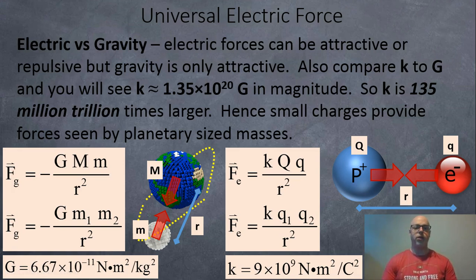As you notice, if you take a look at the constants and compare k, which is 9 billion, to G, which is a hundredth of a billionth, there's a huge difference. k is about 135 million trillion times larger, or 1.35 times 10 to the 20. So it doesn't take a lot of charge to get a comparable amount of force compared to gravity. In fact, gravity is hardly noticeable until you are planetary sized, but you can notice electric forces quite quickly.